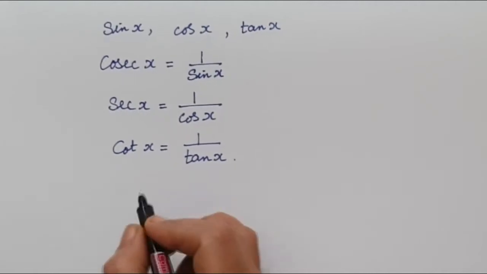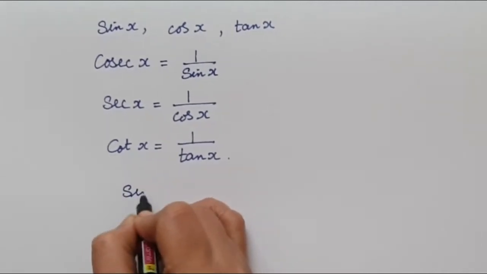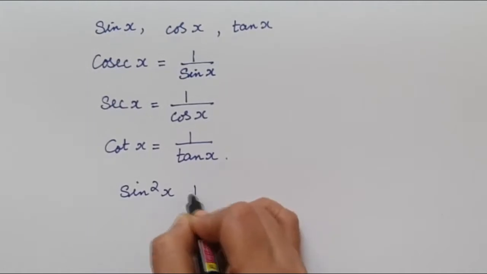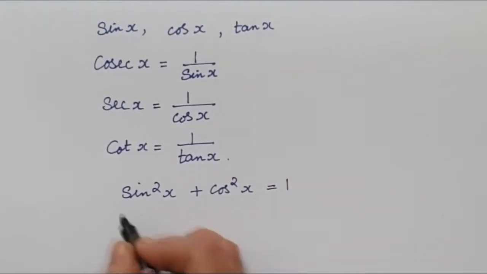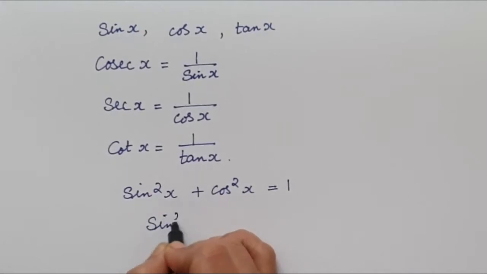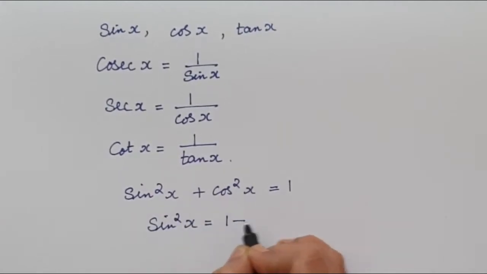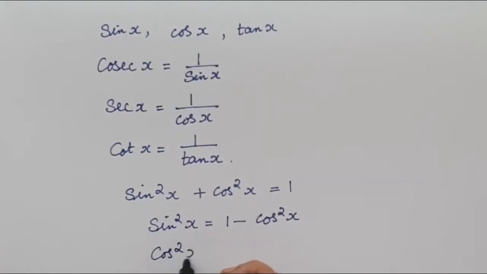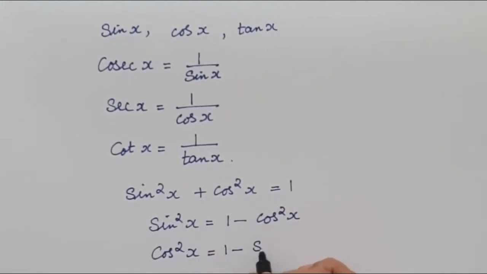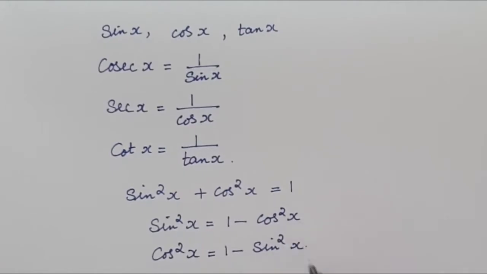The basic trigonometric identities are sin squared x plus cos squared x will be equal to 1. From this we can get sin squared x will be equal to 1 minus cos squared x. And cos squared x will be equal to 1 minus sin squared x.